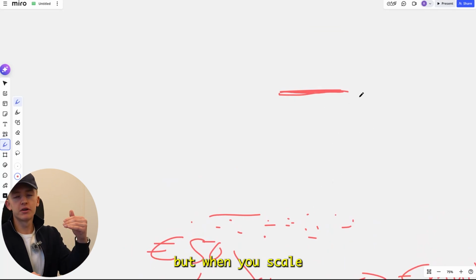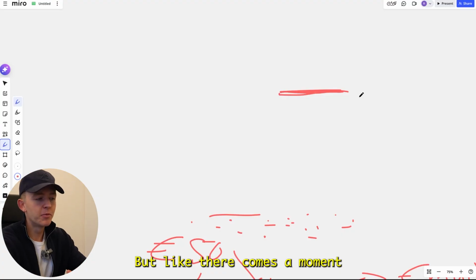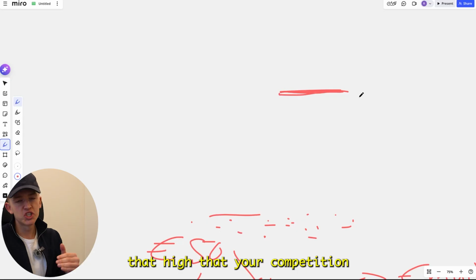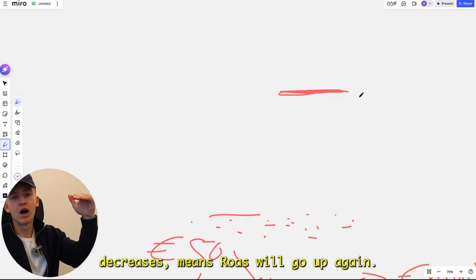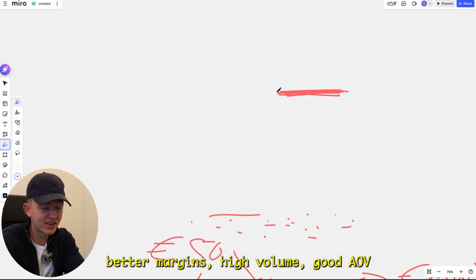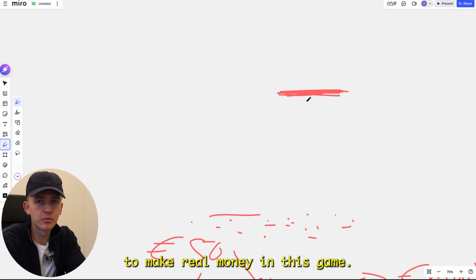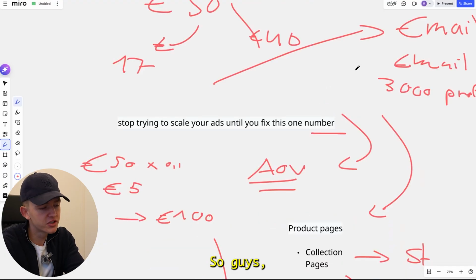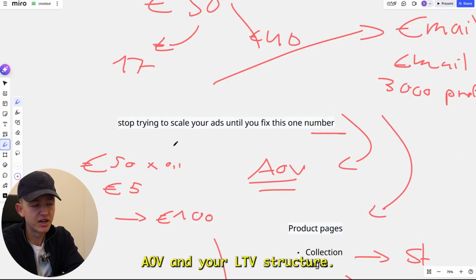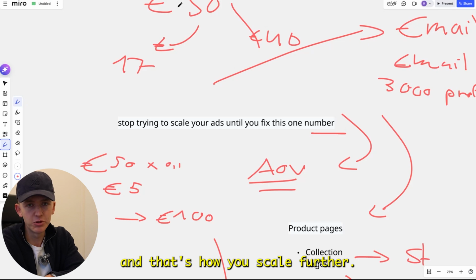Of course, when you scale, your ROAS will decrease a bit, but there comes a moment when you scale that high that your competition decreases, which means your ROAS will go up again. And that's really important. This is the point where you're starting to make real money. Less competition, better margins, high volume, good AOV. That's, guys, when you're starting to make real money in this game. So guys, please stop trying to scale your ads until you fix your AOV and your LTV structure, because that's key in this game and that's how you scale further.